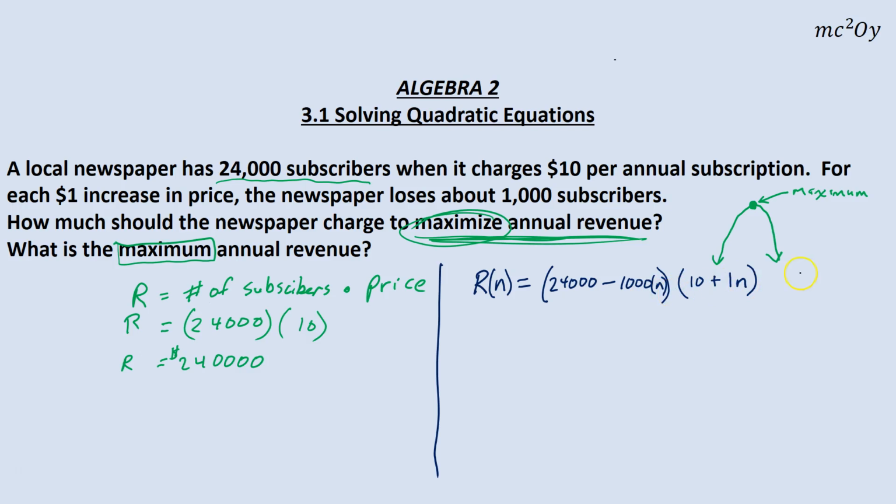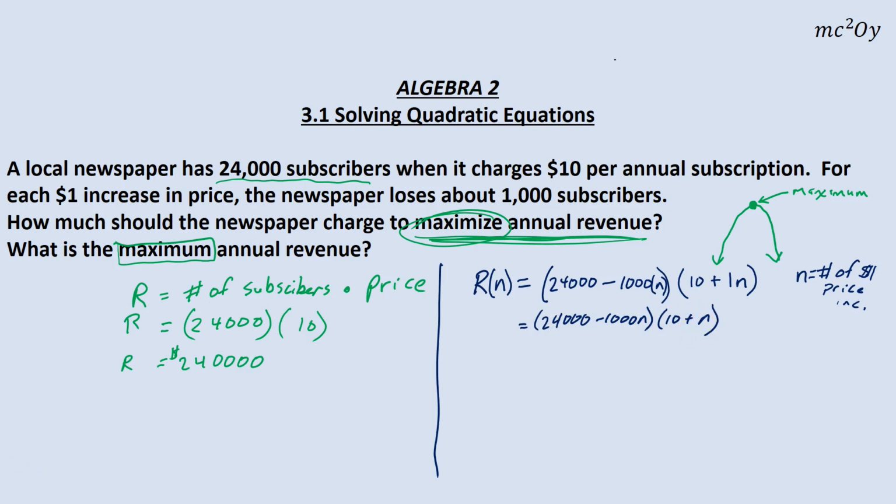So I'm going to put an N there. N stands for the number of price increases, the number of $1 price increases, if you want to think of it that way. Okay, and so R of N is equal to 24,000 minus 1,000 N plus 10 times 1N. Okay, and if I clean that up, it looks something like that.